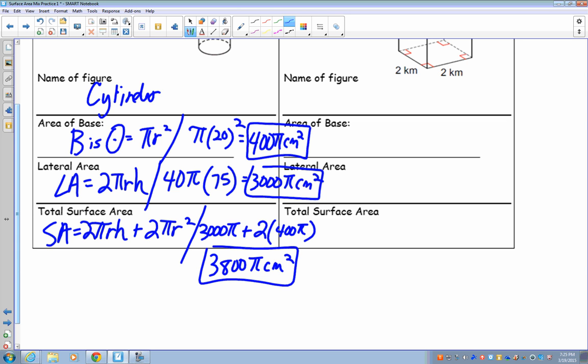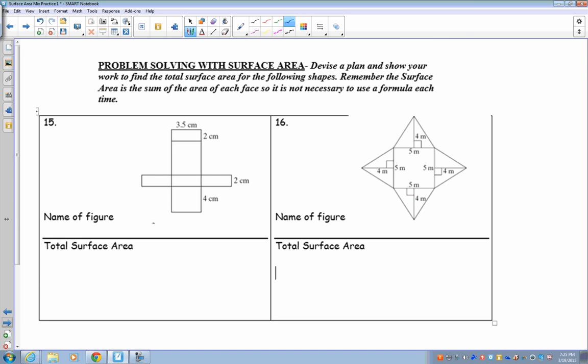Okay? Alright, so that's pretty much it. I know you have some problem solving to do with surface area when I give you the net. You do not have to use just the formula. You can look at it as finding the area of each shape. My clue to you is this little rectangle here. That's a 3.5 by 2, so that would be 7 centimeters squared.